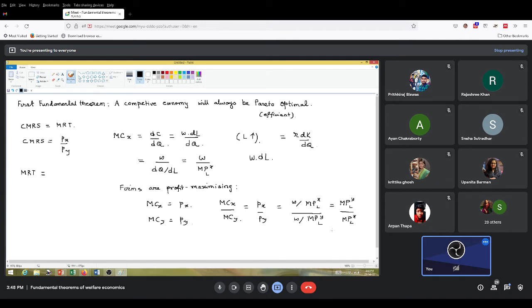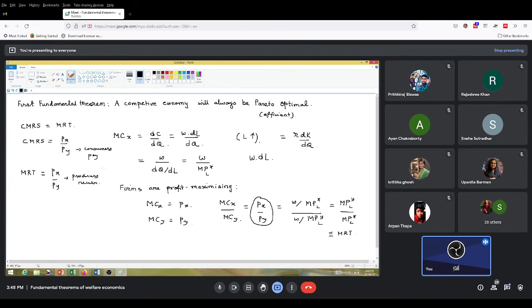MPXL, which is the definition of MRT. So MRT is equal to this price. Now this is the price which consumers are paying. This is the price which is paid by the producers. Sorry, they don't pay it, they receive it.